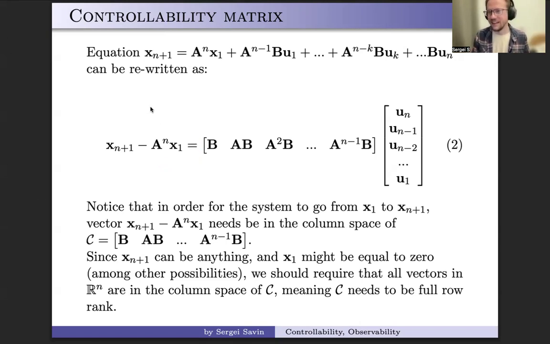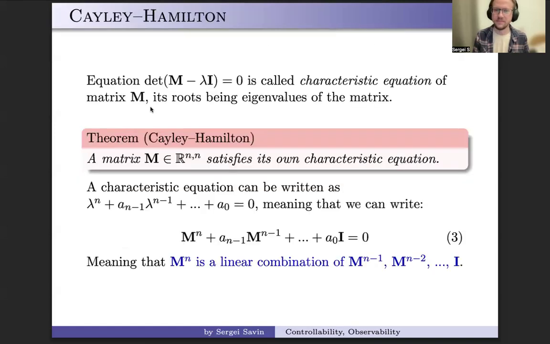Now, let us study this exact question. To study this question, what we need is a theorem. It is called the Cayley-Hamilton theorem, and it goes like this.